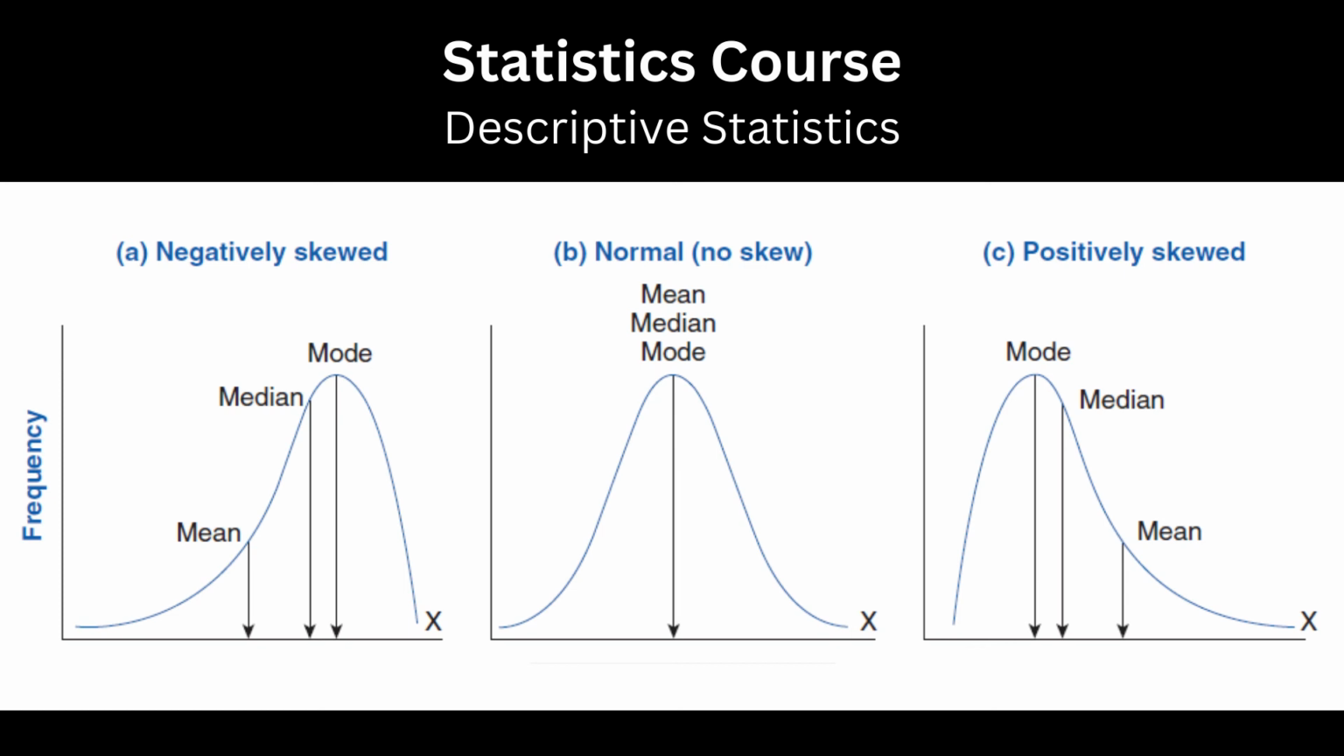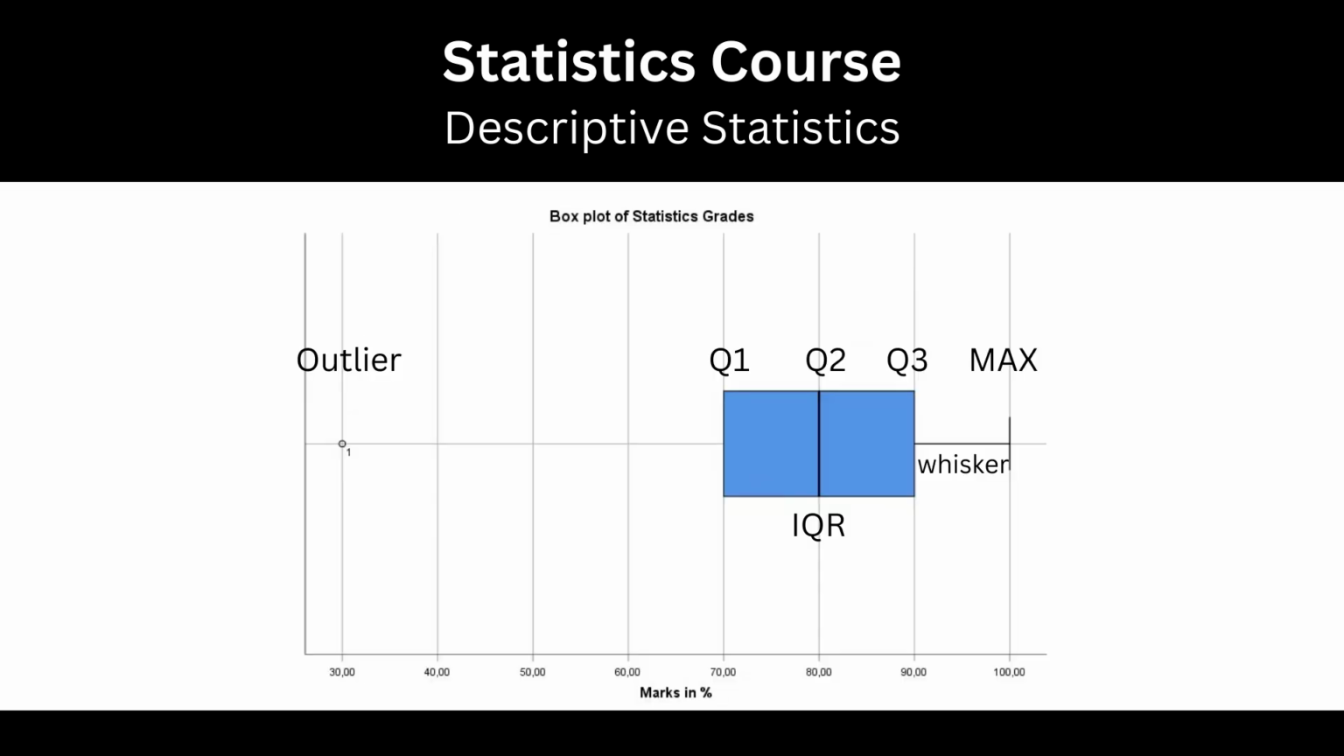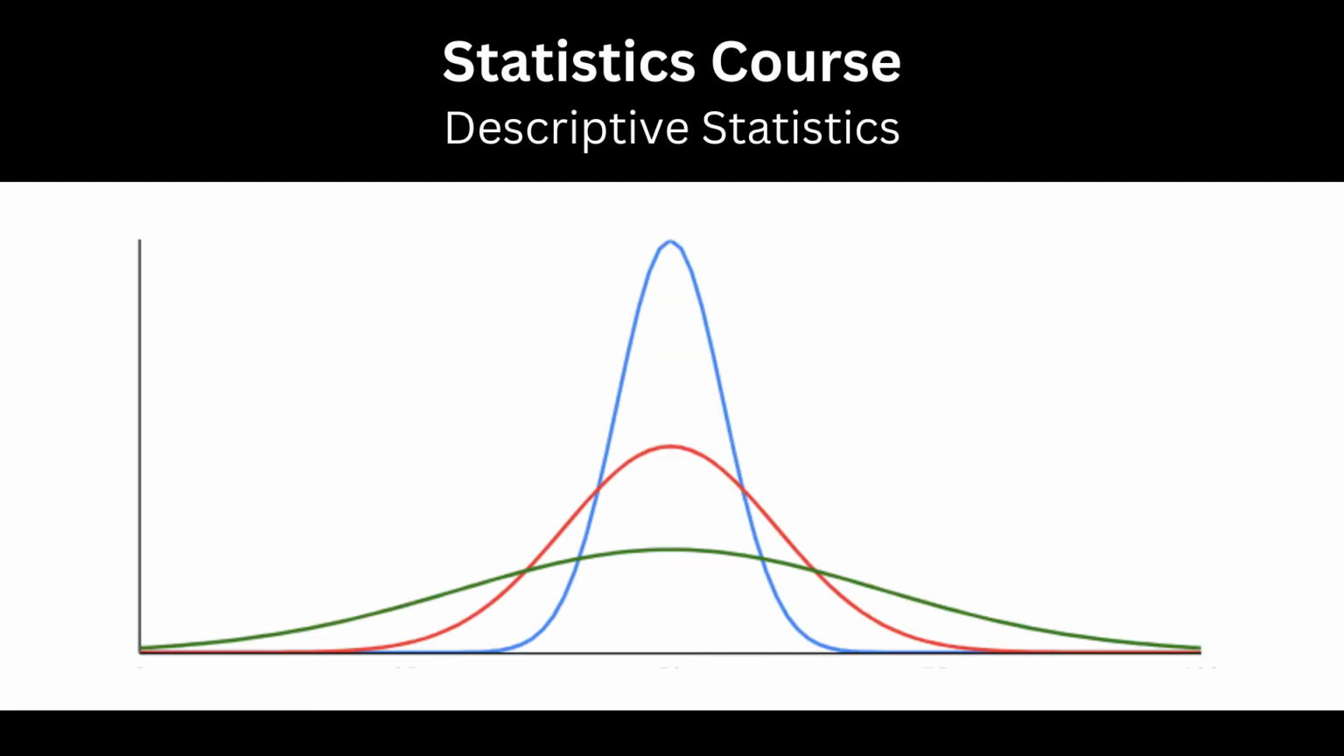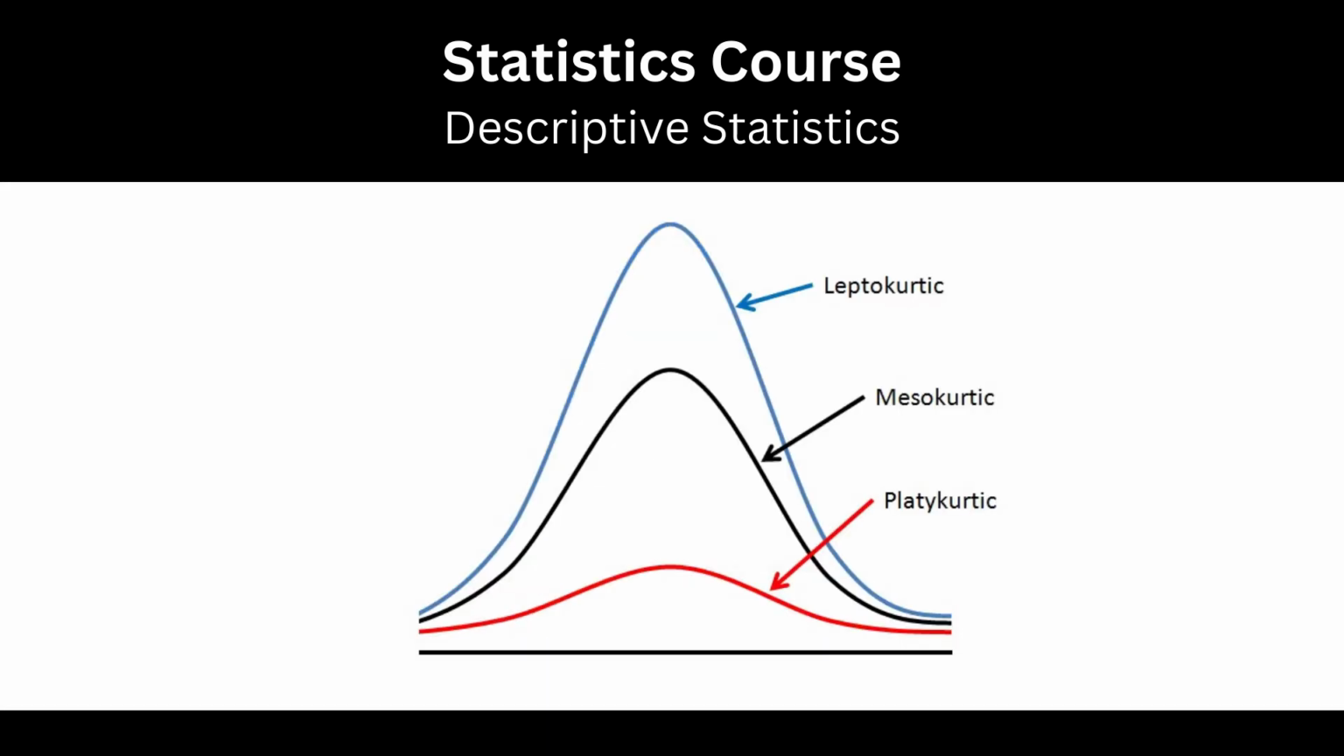Notice the mode, median and mean that we have calculated before, but in a graphical setting. Looking at our graph, we can also see this in a box plot chart with the values we calculated before. Notice the outlier. What about kurtosis? Kurtosis is about a tighter or wider dispersion of the graph. If it has a shorter dispersion, it is called leptokurtic. If it has a wider dispersion, it is called platykurtic. And if in the middle, it is called mesokurtic.